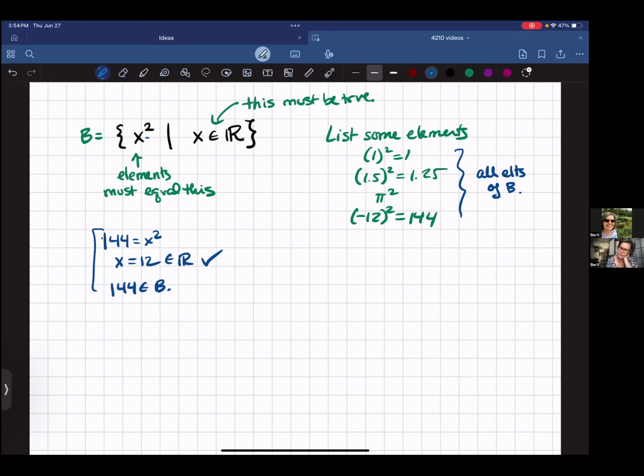Is 12 an element of B? Yes, because 12 is equal to 2 root 3 squared. So 12 is an element of B. Is every real number an element of B?